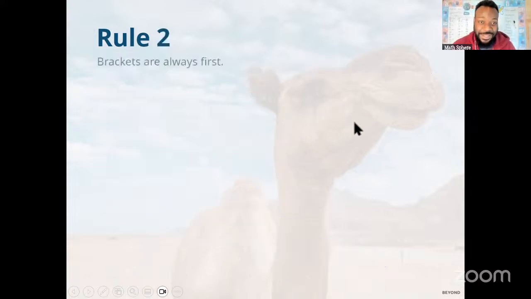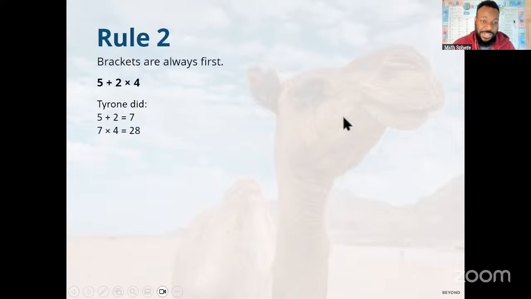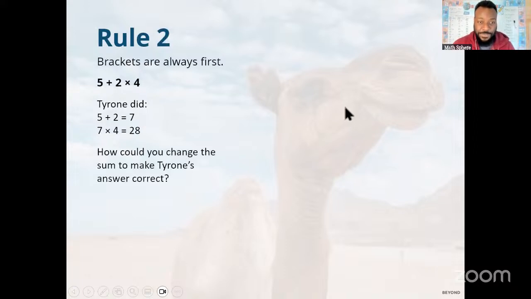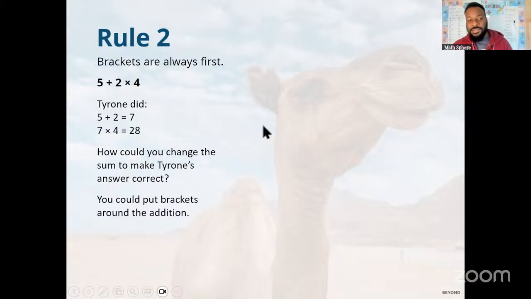You know. All right, rule number 2, brackets are always first. Okay. There's a good one here. How could you change the sum to make Tyrone's answer correct? Because brackets can force an operation, because you have to deal with what's in the brackets first. How can we adjust it? How can we change it so that even Tyrone would be correct?